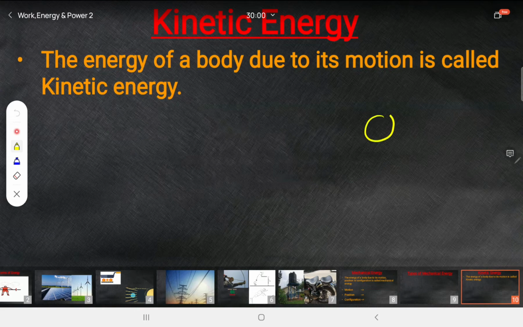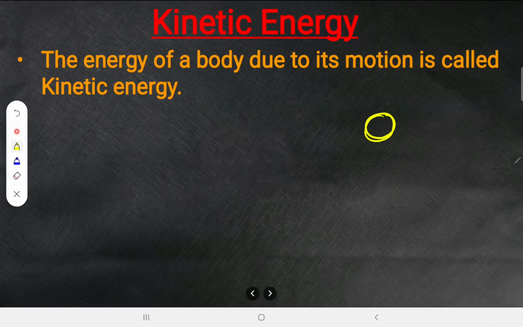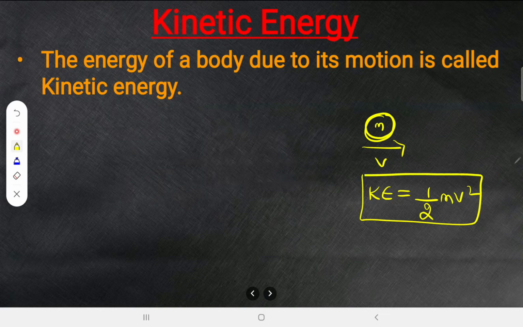There is a body of mass m, moving with velocity v. What is the formula for its kinetic energy? Its kinetic energy is equal to half mv square. That's it. This is the formula. How did this formula come into existence? Let us see that. There is a body of mass m with velocity 0, that means it is at rest.